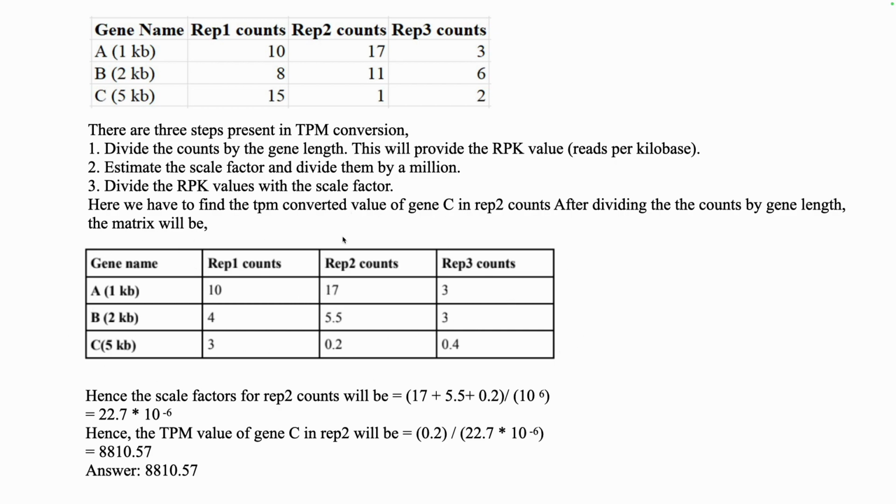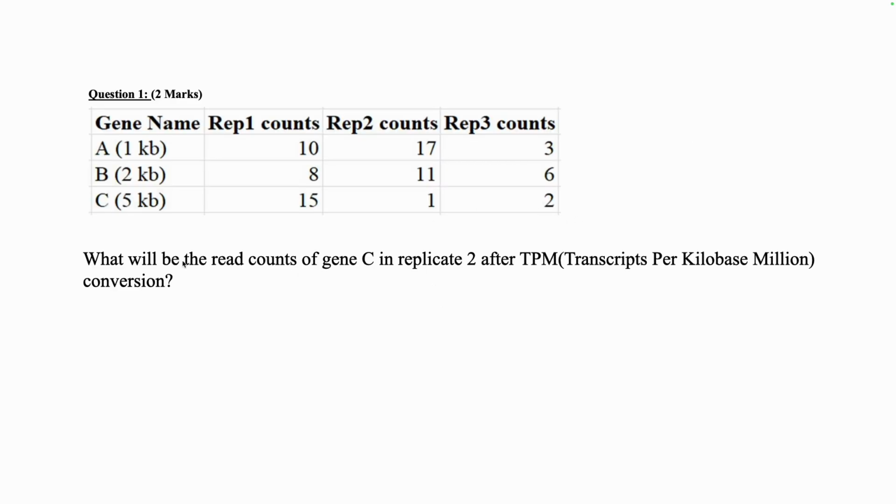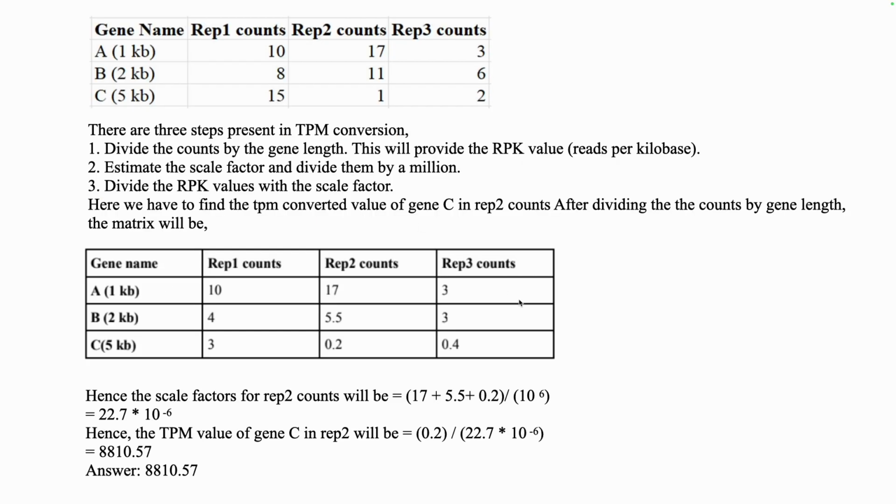Then you have to estimate the scale factor and then divide by a million. How do you get the scale factor? In the question, we are asked what will be the read count for gene C in replicate 2. First, how do we calculate the scale factor? We add all the gene counts for that specific replicate. In this question it's replicate 2, so we will add all the reads that we get after dividing by gene length.